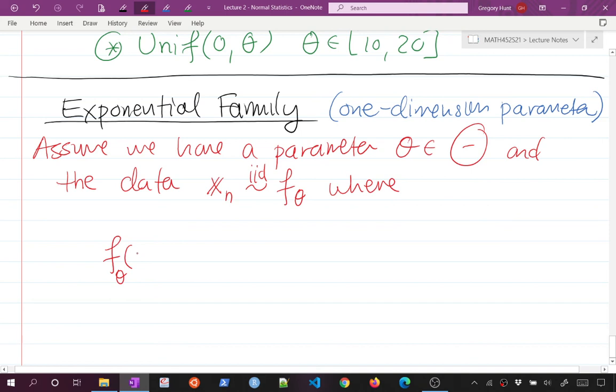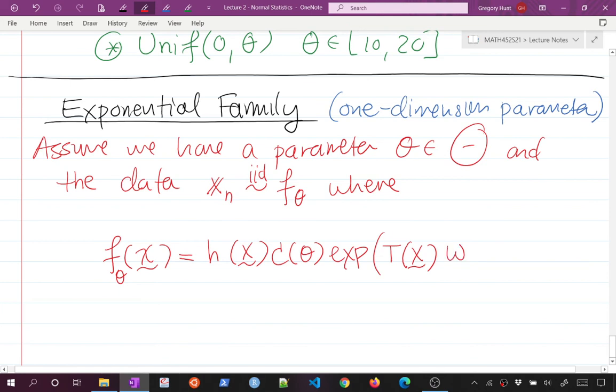our joint distribution has the following form. It can be written as a function h that depends on my x's, but not theta, a function c that depends on theta, but not the data, times the exponential of a function t that depends on the data, but not theta, and a function w that depends on theta, but not the data.